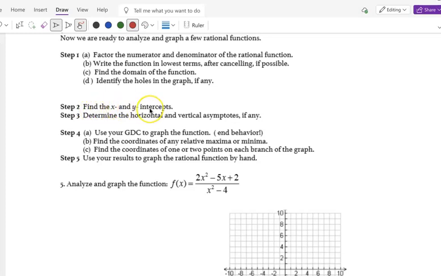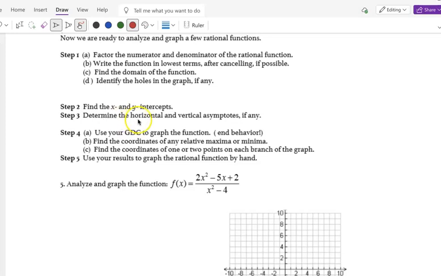Find the x-intercept and y-intercept. For the x-intercept, you substitute y as 0, so the numerator will be 0 when you cross multiply. And for the y-intercept, put x as 0. Wherever you see x, put that as 0. So it becomes 2.